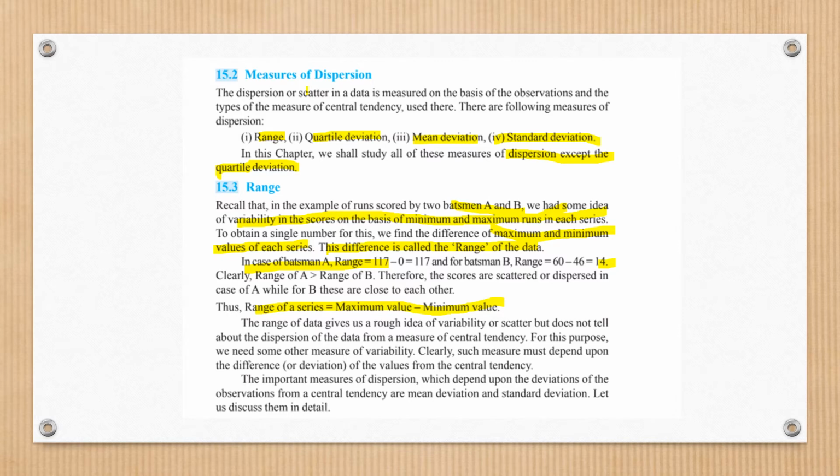The range of data gives us a rough idea of variability or scatter, but does not tell us about the dispersion of the data from a measure of central tendency. For this purpose, we need some other measures of variability. Clearly, such measures must depend upon the difference or deviation of the values from the central tendency. The important measures of dispersion which depend upon the deviation of the observations from central tendency are called the mean deviation and standard deviation. So this chapter is all about mean deviation and standard deviation.